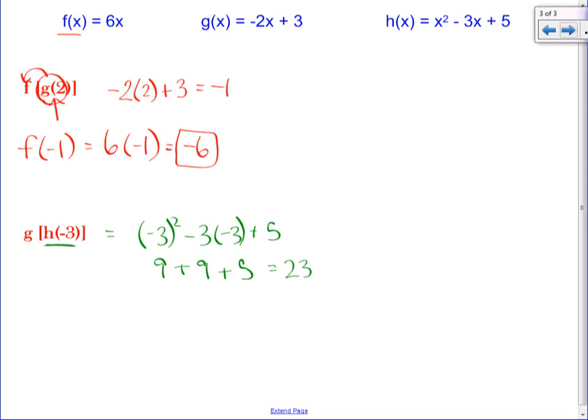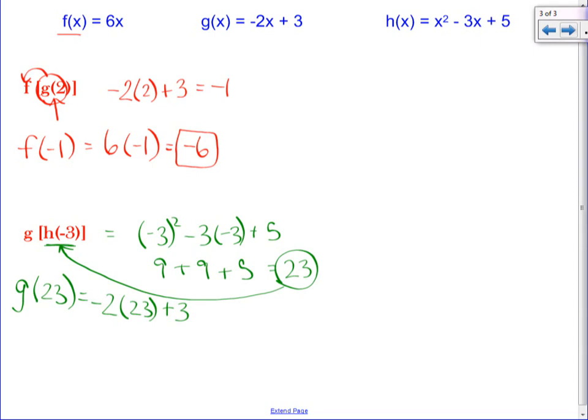What do we do with the 23? Yep, we're going to drop it in for the g of x function. We want to find g of 23 because we just figured out that this answer inside here is 23. So now we take g of 23, so we're looking at -2, 23 plus 3. -43. And then you add 3, so it's -43, right? Okay, so that's your final answer right there. Questions on anything? Those are the 3 types of problems you're going to see.